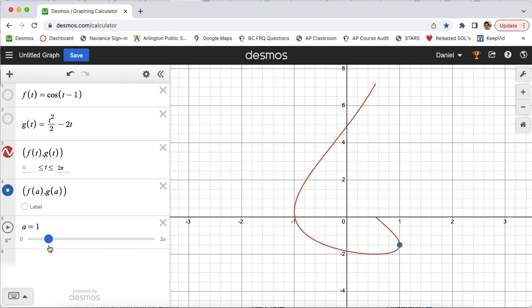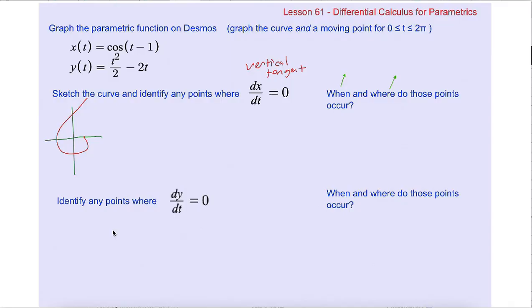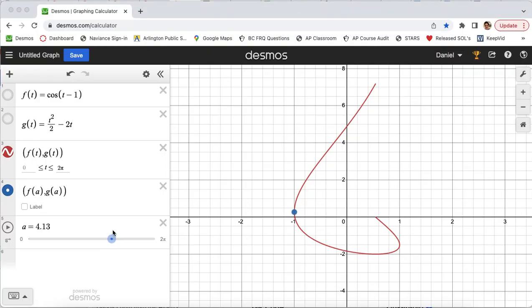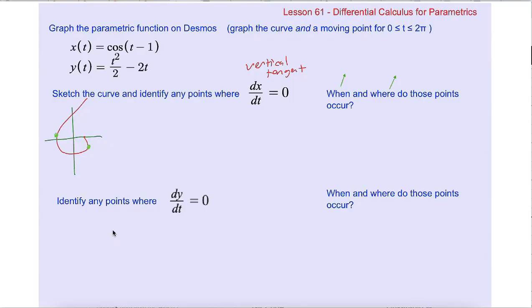So if we look, there's one there. There's another one later here, where the graph was moving off to the left, and just for a split second, it stops moving to the left, and before it moves to the right. So dx/dt was 0 right in there also. So we'll have dx/dt equal 0 here, and also here-ish, those 2 points. Well, I want to find out when and where those points occur.